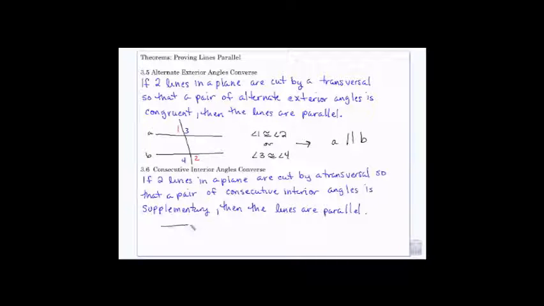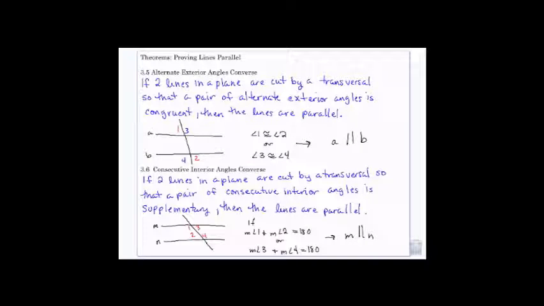We have two lines in a plane hanging out. I'm going to call them M and N this time. So M and N are hanging out, and then along comes transversal T, and we get consecutive interior angles. So we're going to be talking about angles 1 and 2, or 3 and 4. And so we get that if the measure of angle 1 and the measure of angle 2 equals 180, or the measure of angle 3 plus the measure of angle 4 equals 180, then M is parallel to N.